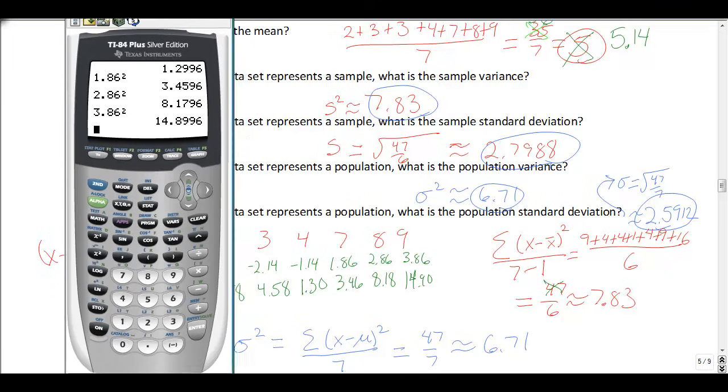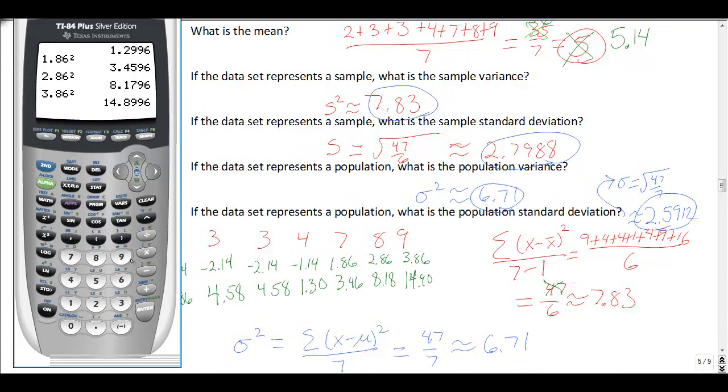Let's see, that first one was 9.86, so I get 9.86 plus 4.58 plus 1.3, didn't get the 1. Do second, insert a 1. And if I hit second and right arrow, it'll take me all the way to the end. Plus 3.46 plus 8.18 plus 14.9. So I get 42.28 here.